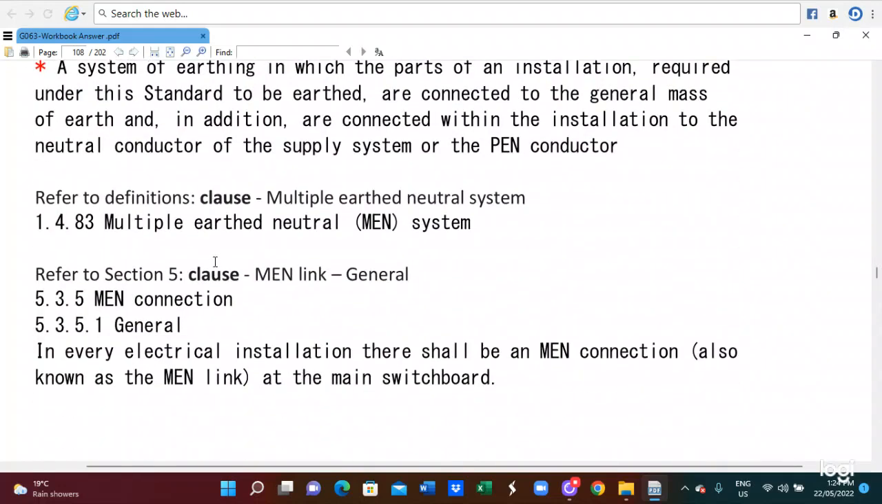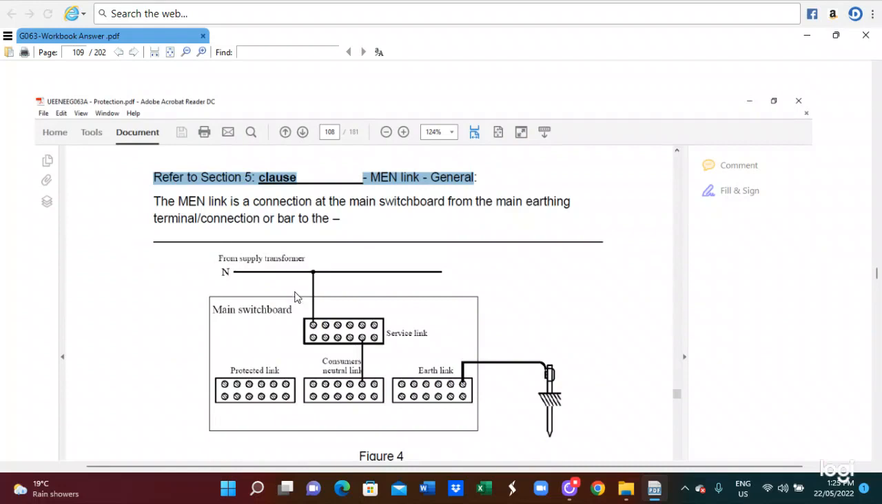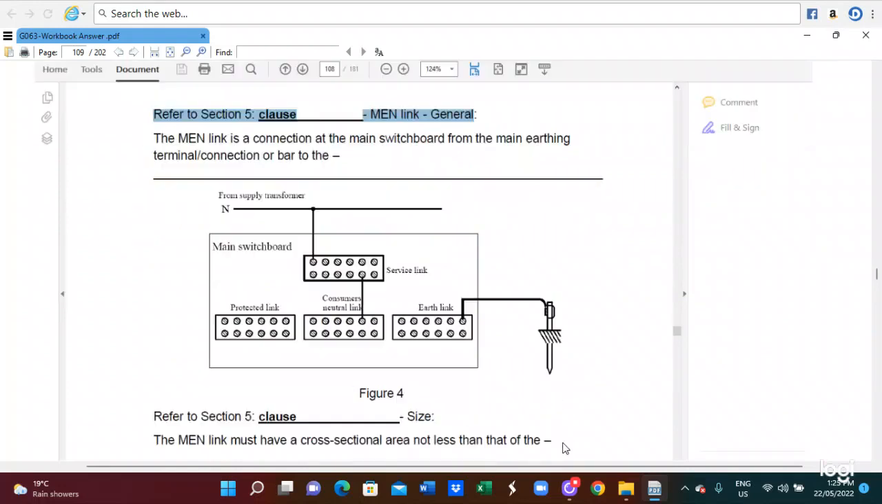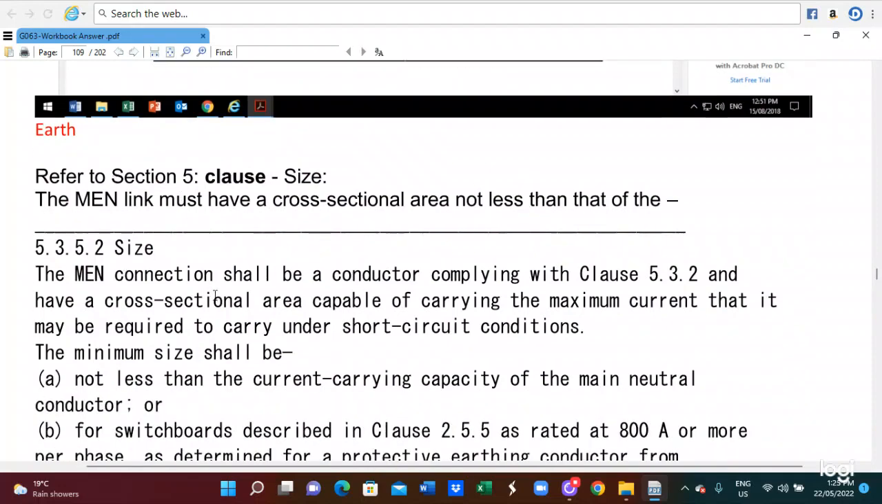So the earth link, you can see, is 5.3.5 earth connection. This is the connection of the main switchboard and the earth connection at the bar and the electrode connection. The earth link cross-sectional area shall be not less than the specified size. So this is for the size of the earth connection.